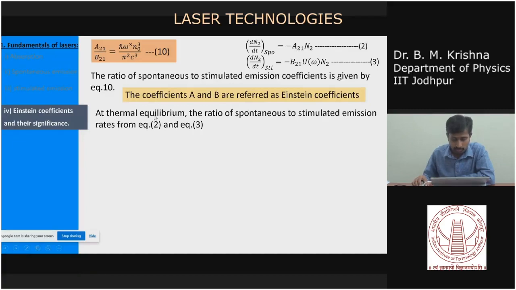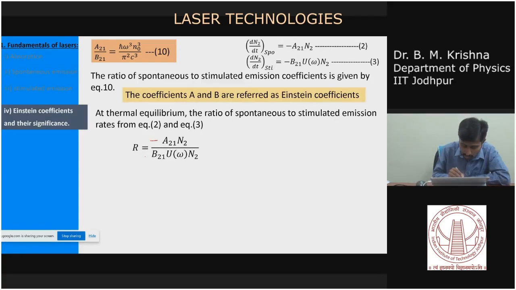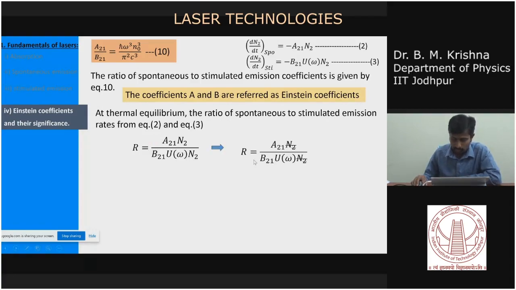So at thermal equilibrium, the ratio of spontaneous to stimulated emission rates, from equations 2 and 3, we can calculate the ratio of the rates. The minus minus gets cancelled, so that is the reason I didn't mention the minus sign. So A21 N2 by B21 U of omega N2, the N2 gets cancelled. So your ratio of rates equals A21 by B21 U of omega.